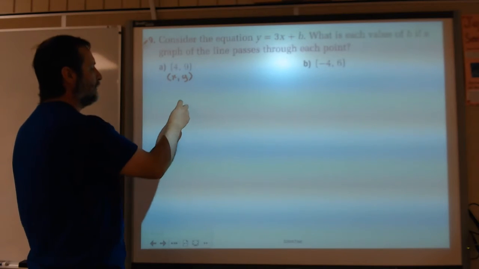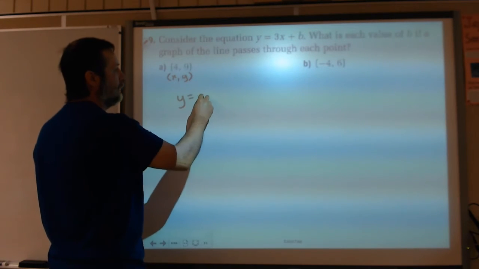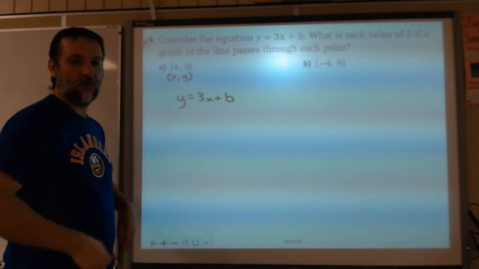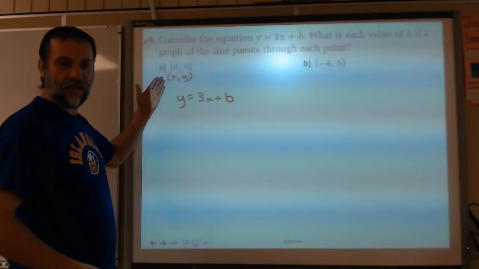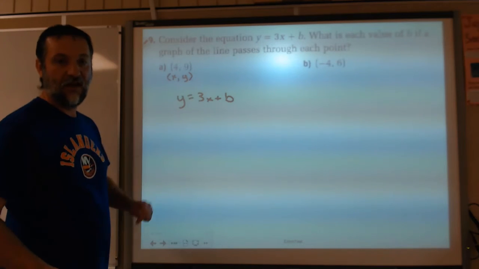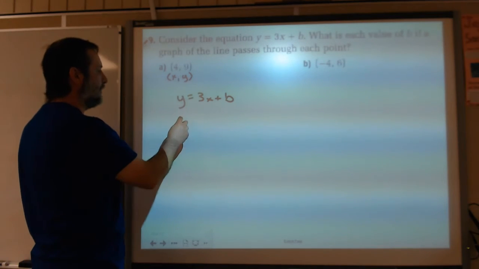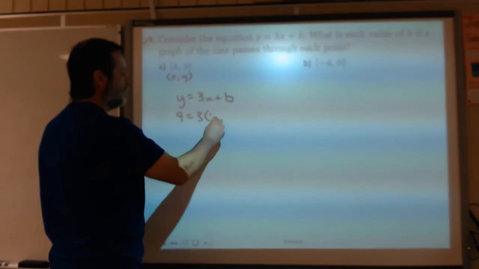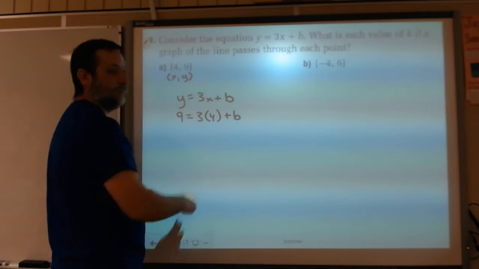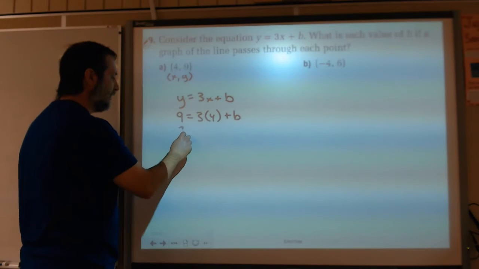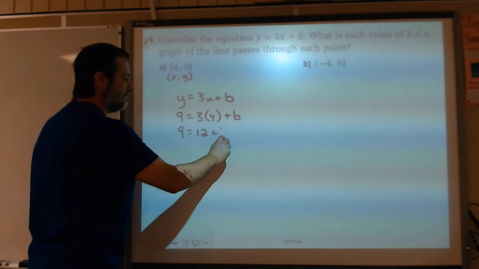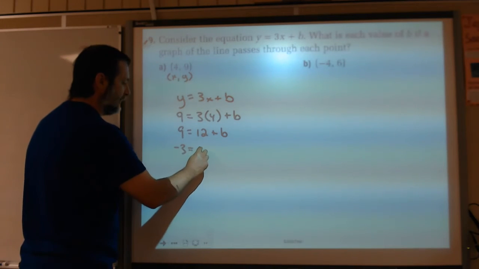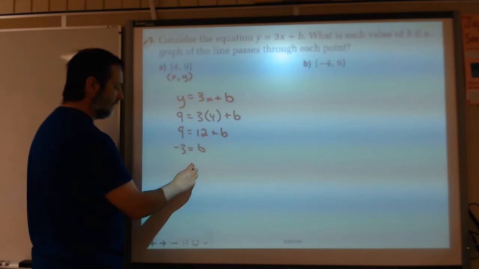So I start with this. The equation is y equals 3x plus b, and I'm trying to solve for b. Well, they gave us an x and a y value to substitute in. Very straightforward, right? So y equals 9, x is 4, so 9 equals 3 times 4 plus b. 9 equals 12 plus b. Subtract 12 from both sides. Negative 3 equals b, or b equals negative 3.